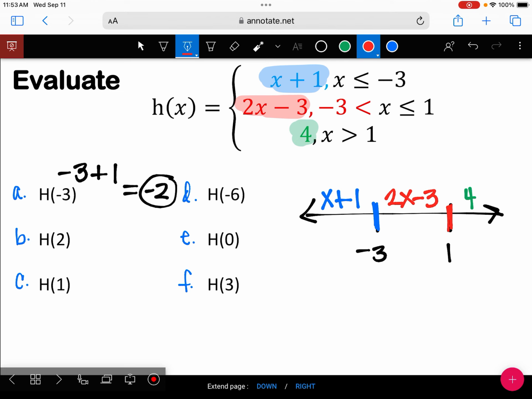All right, so hopefully maybe that helps. So +2 on the number line is over here. So that means the answer is just 4.